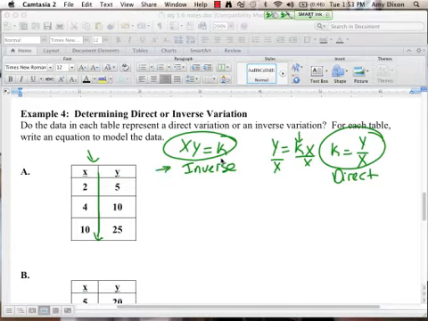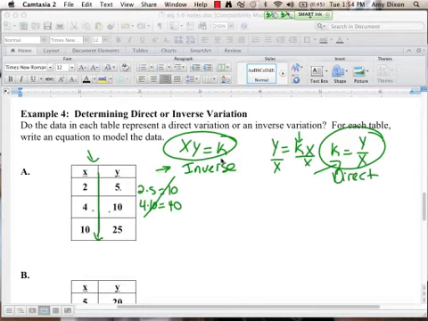So let's just go ahead and check and see if it is inverse. We take 2 times 5, which gives us 10. And then we take 4 times 10. So 4 times 10 actually gives us 40. So right away we know it's not an inverse variation because they're not the same value. These aren't the same k's. All right, so now we want to check and see if it's actually a direct variation. Maybe y divided by x is the same.